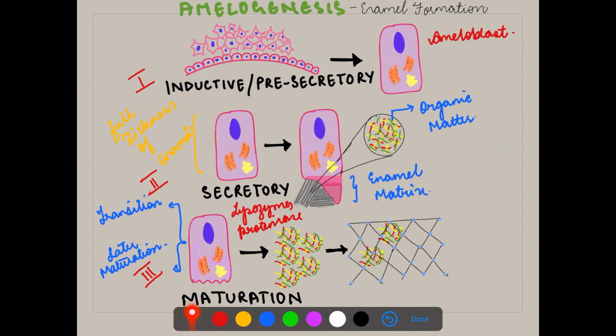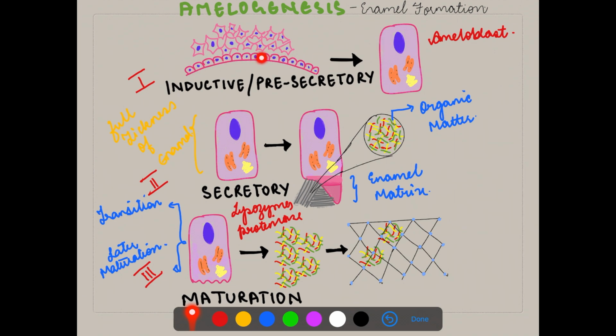If there is certain defect in this stage and degradation of organic matter or enamel proteins does not take place, then improper mineralization is achieved or improper calcification is seen. Now, this is a brief overview of all the things happening in amelogenesis. You need not remember everything, but you need to remember three main important points, and that's in the first stage, that is in the pre-secretory stage, the cells of inner enamel epithelium they transform into ameloblasts.